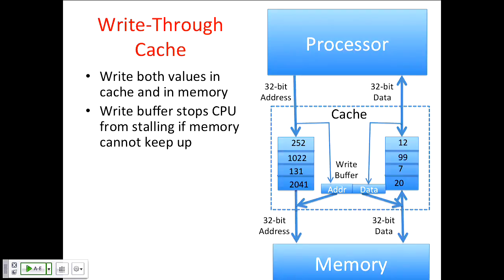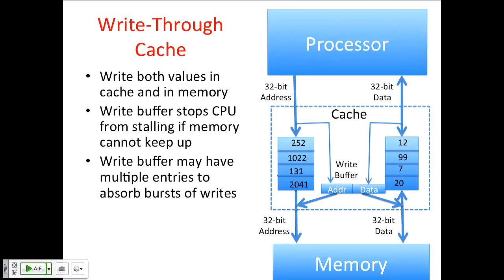And what you realize is programs don't generally just write to memory. They do other things. While they're doing other instructions, the writes can happen in the background. And often the write buffer has multiple entries, so it can capture a whole string of things and buffer them up before going out to main memory.